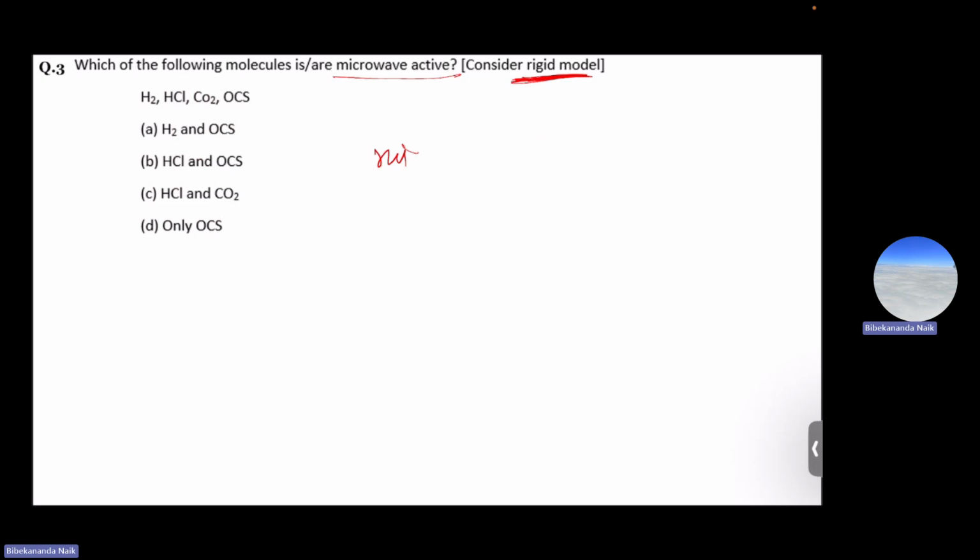Microwave active means they undergo rotational motion. I'll give you a few minutes and then we will discuss which of them will be microwave active.